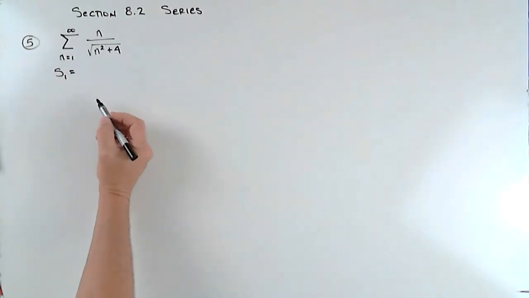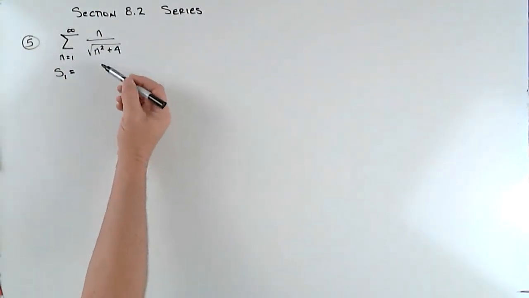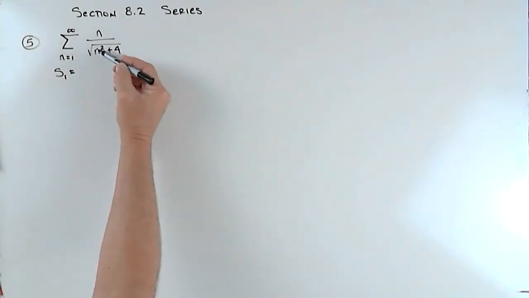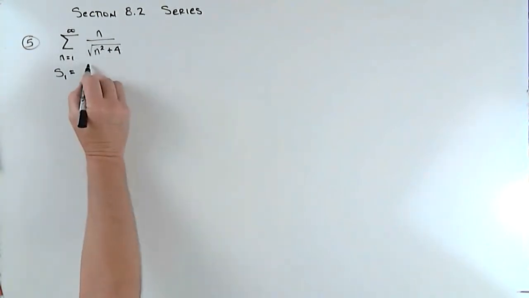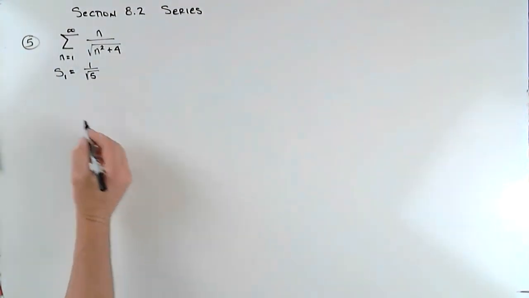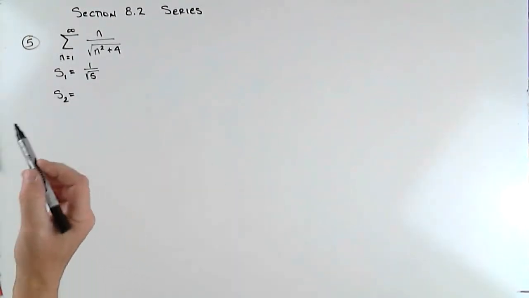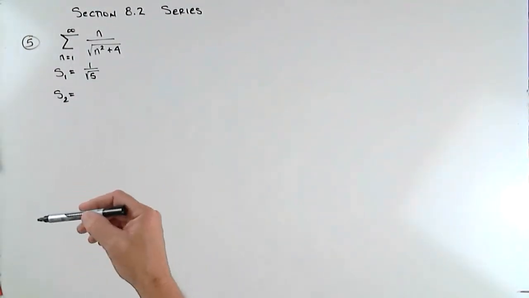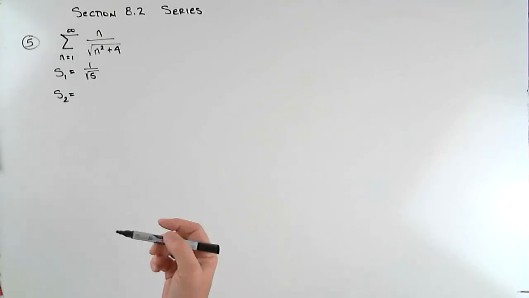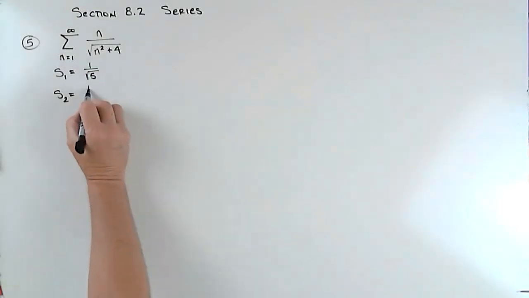S sub 1. That's what we get by plugging in 1. So we would get 1 over the square root of 1 squared plus 4. So we would have 1 over the square root of 5. S sub 2 would be what we get by plugging in n is 1 and n is 2.